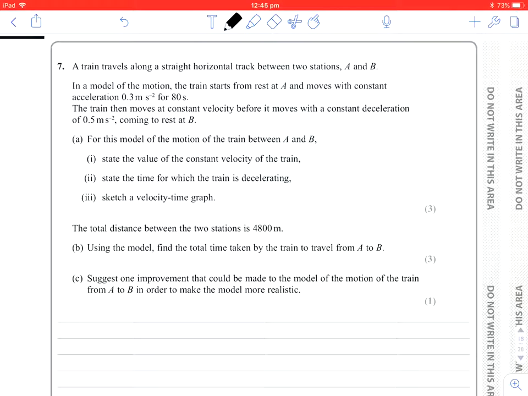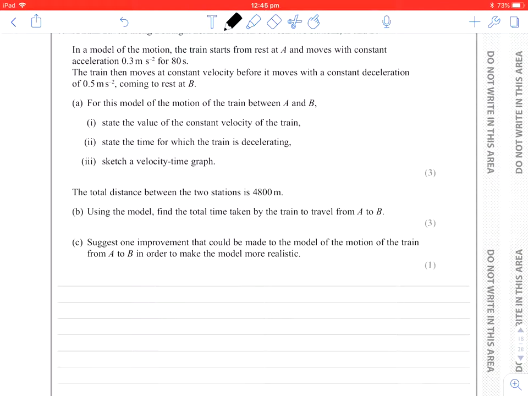The train then moves at constant velocity before it moves with constant deceleration of 0.5 meters per second squared, coming to rest at B. For this model of motion of the train between A and B, state the value of the constant velocity of the train.